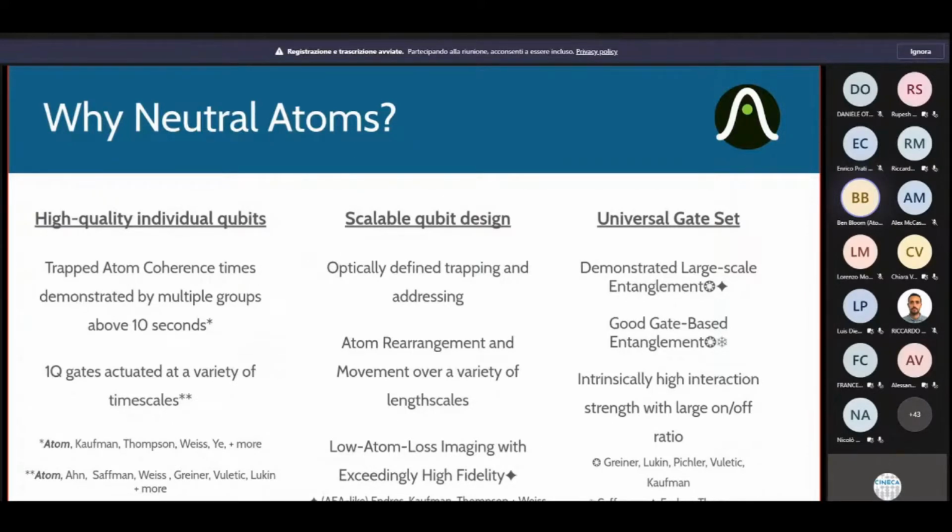So atom rearrangement has now been demonstrated over a variety of length scales, whether that's between sites over a micron or hundreds of microns.